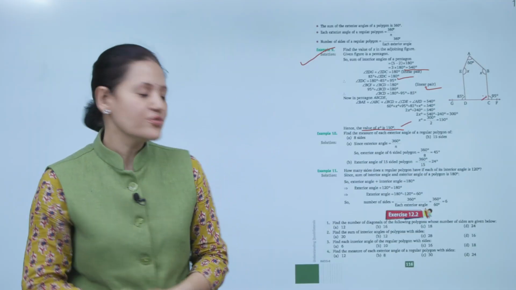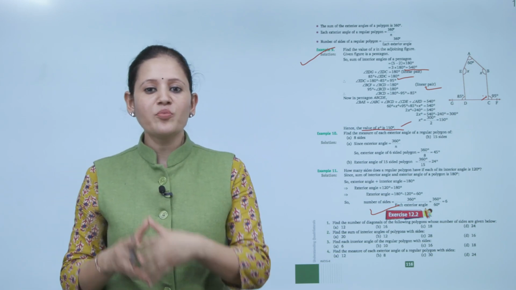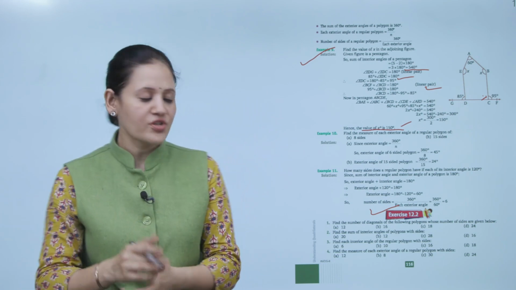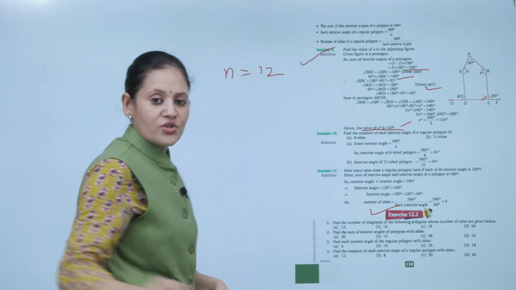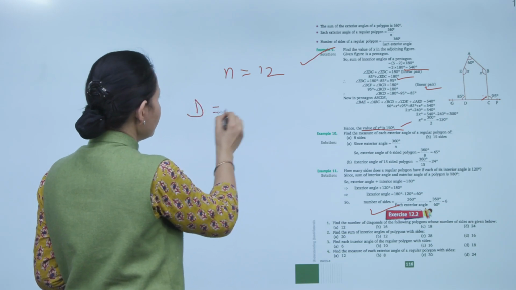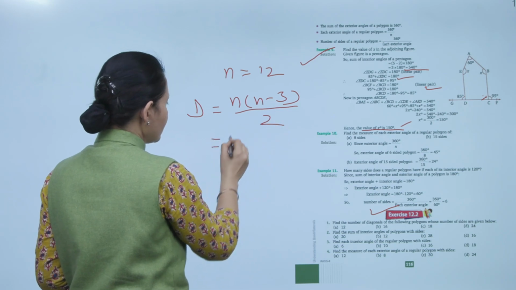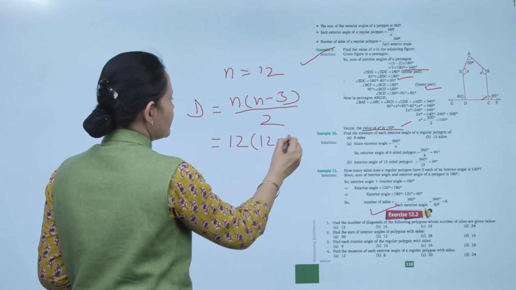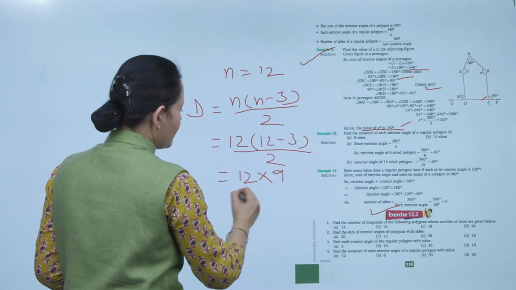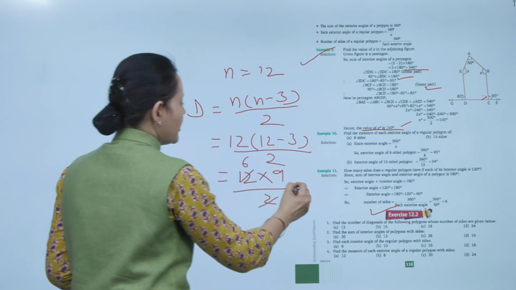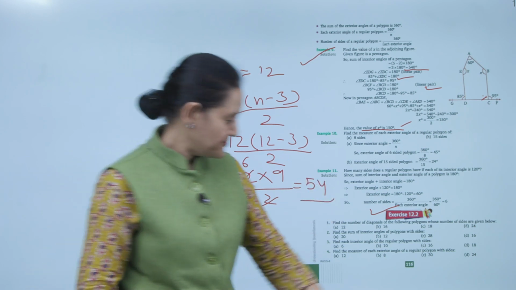Next is exercise 12.2. Find the number of diagonals of the following polygon whose number of sides are given below. So the number of sides n is here 12. So use the formula: diagonals equal n into (n minus 3) upon 2. Here n is 12, 12 into (12 minus 3) upon 2, that is 12 into 9 upon 2, that is equal to 54. So the number of diagonals will be 54.